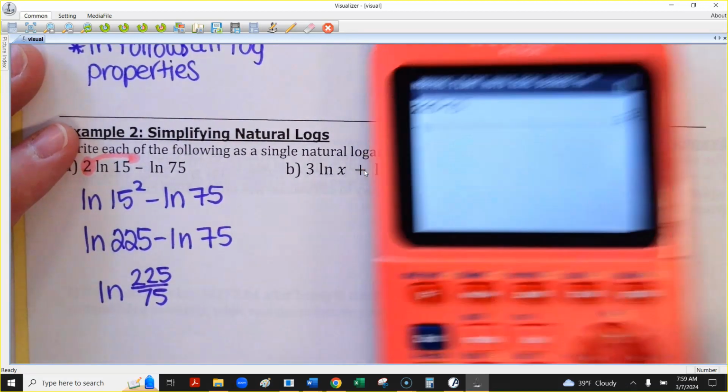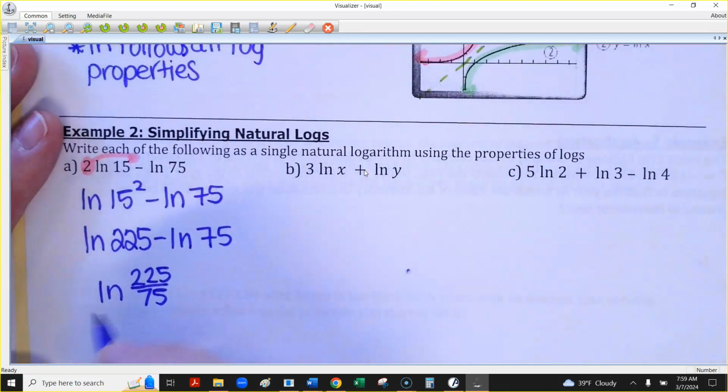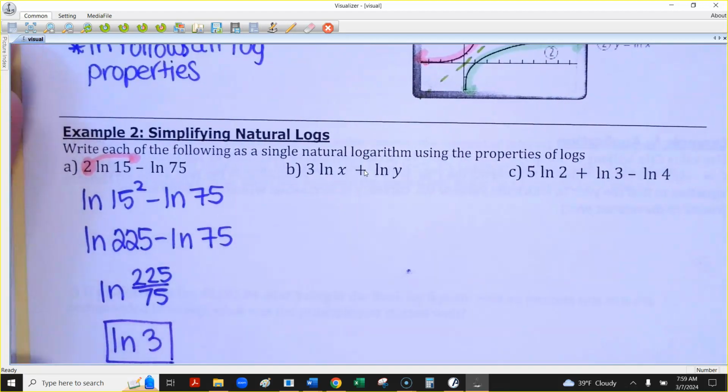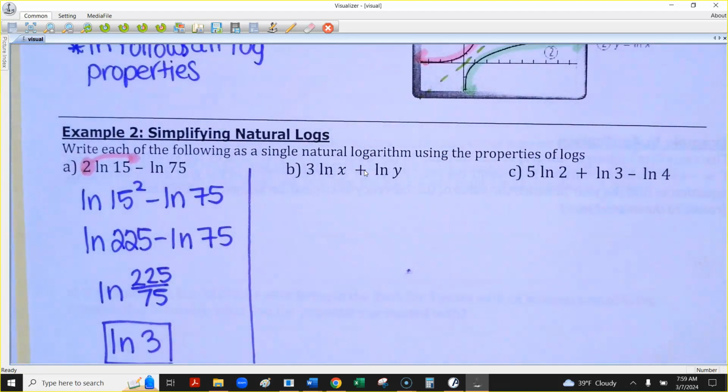All right, so ultimately, this as a single natural log would just be the natural log of 3. So that's got some numbers in it. I'm going to try one with some variables next to this. I've got 3 times natural log of x plus natural log of y. Somebody raise your hand and tell me, how would you simplify that? I'm going to try and write that as a single natural log. How would you go about doing that one?